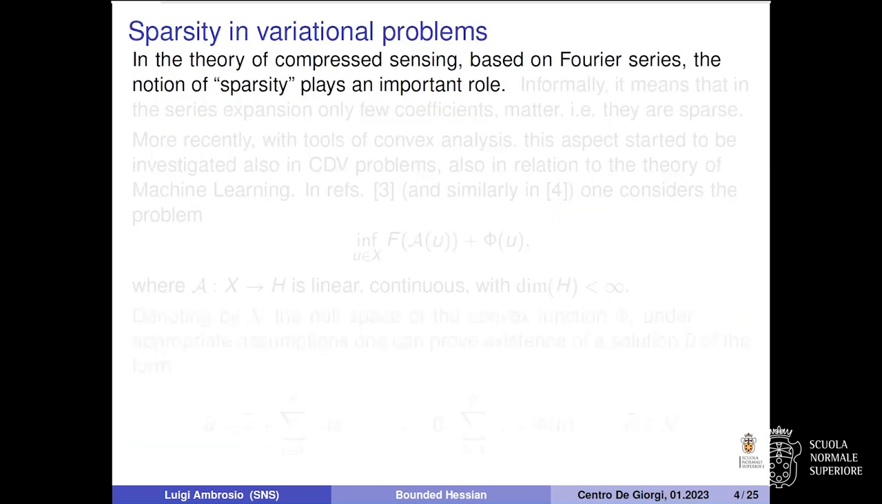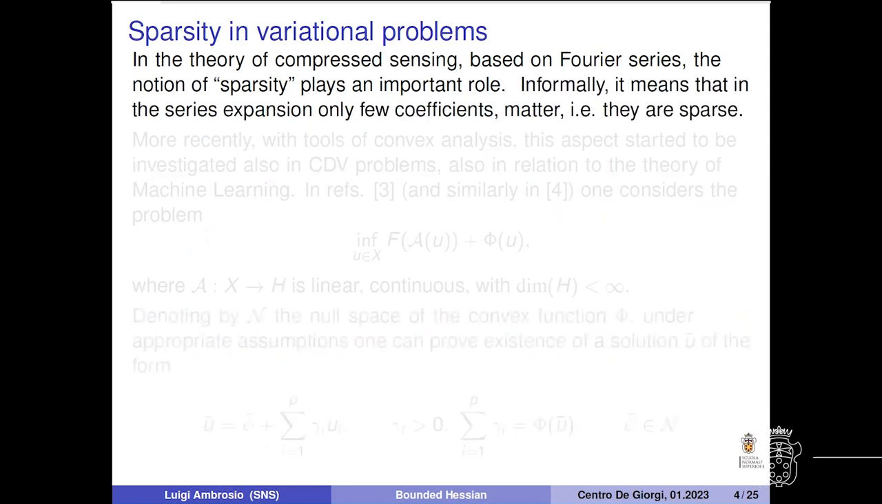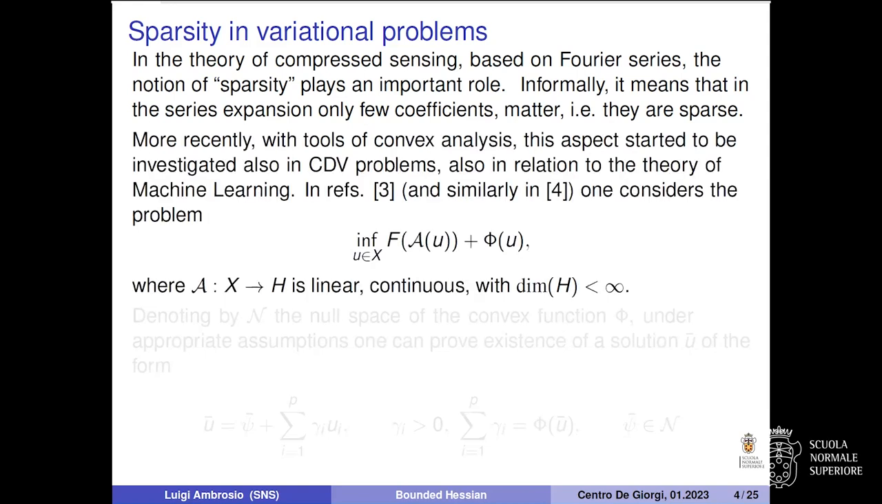Okay, so let me start with a very heuristic presentation. In the linear theory of compressed sensing, there is this important notion of sparsity, which means that in the series expansion only a few coefficients are relevant, so they are sparse. And more recently, this aspect started to be also investigated in problems in calculus of variation, and more specifically in relation to the theory of machine learning.